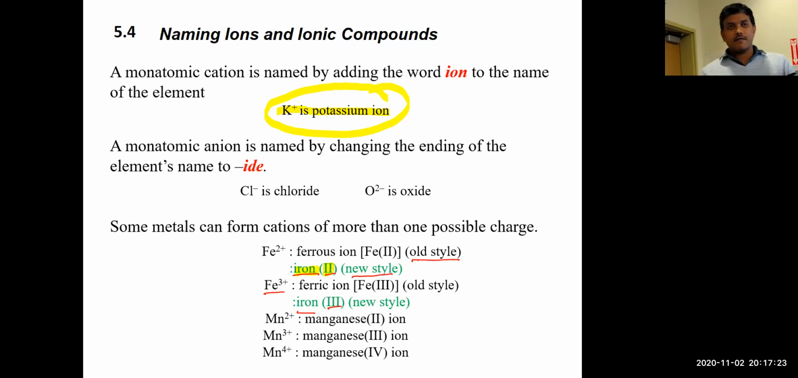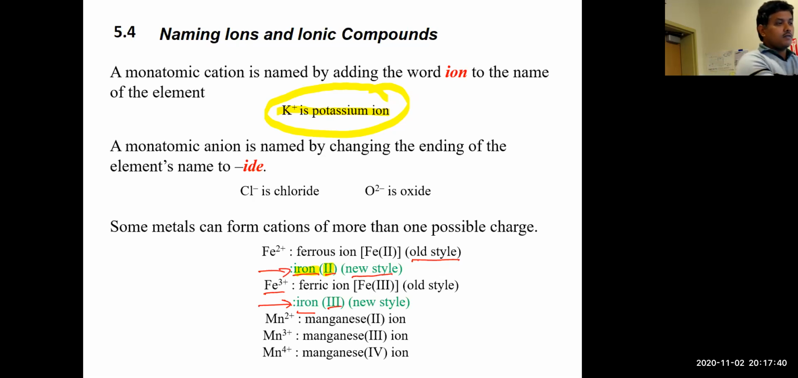Now, because of this ambiguity, people thought it is nice to not follow those and go with the fixed Roman number notation to avoid any ambiguity. That's why we have this new style of naming the metal and its charge using the Roman number.